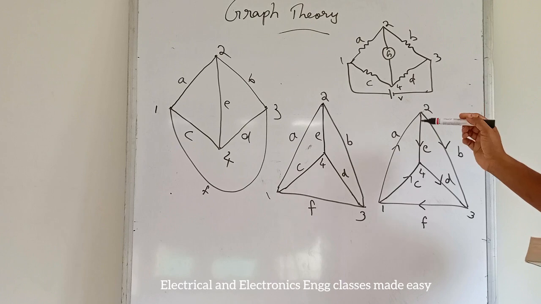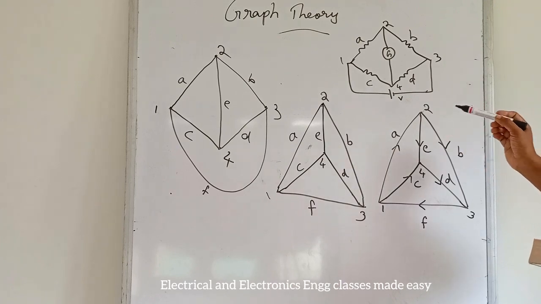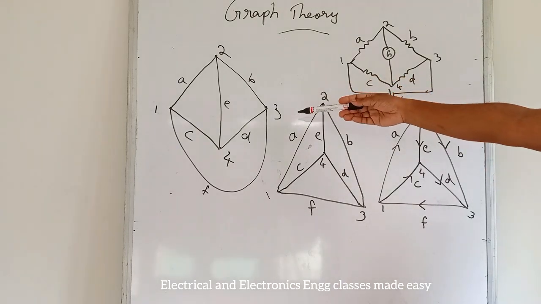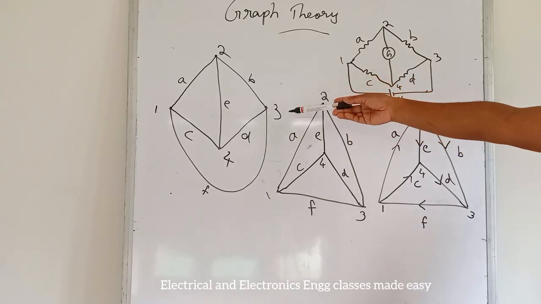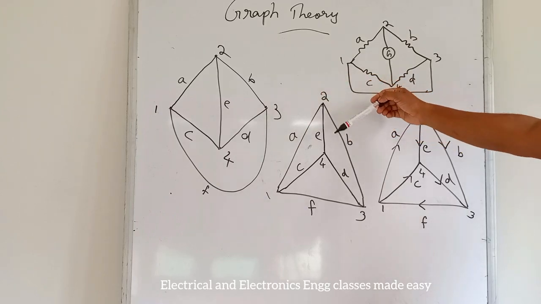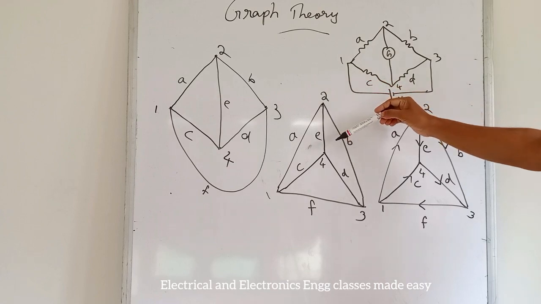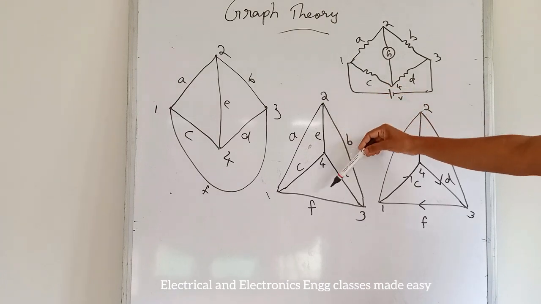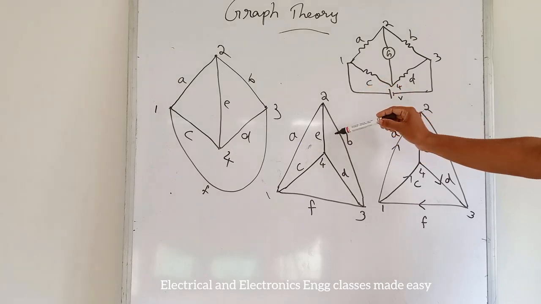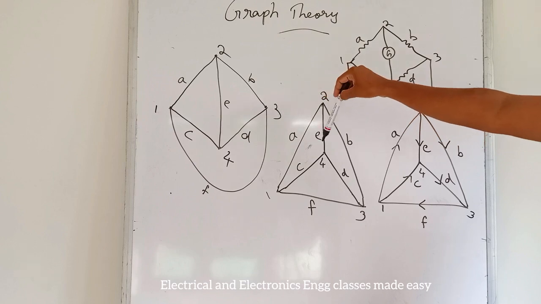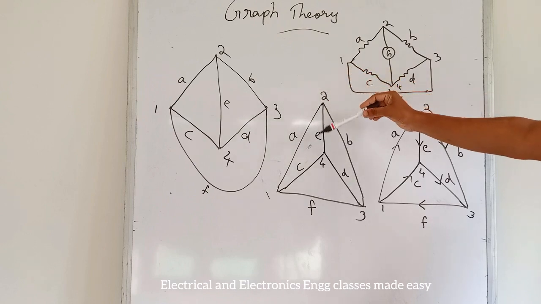Then this graph can be drawn like this. That is, this graph can be drawn in this way also. So here there are 1, 2, 3, 4, 5, 6, so 6 branches are there and 4 nodes are there, and these two graphs are undirected.